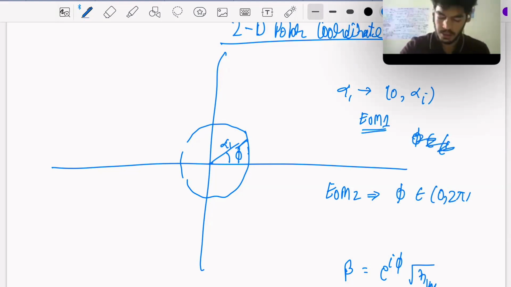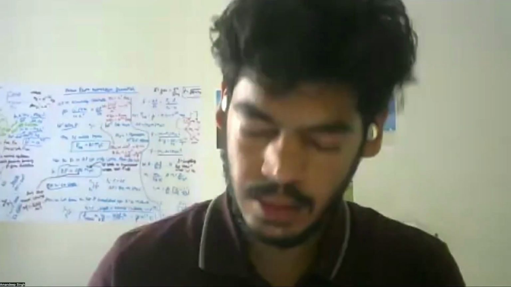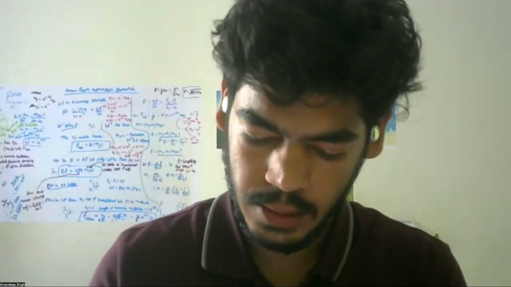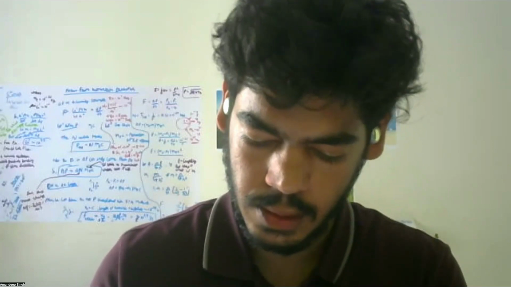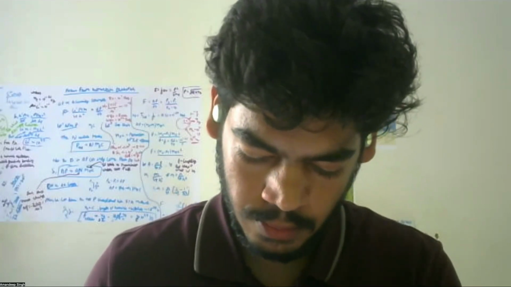After applying a displacement operator d alpha to, for example, the vacuum state, it will go to alpha, which means that it will just transport itself to alpha one. Considering the diagram, it will go to a point alpha one, and then the UM2 will modulate this phi angle so that it scans over the entire circle. After that, we are going to apply a d alpha 2 on this.